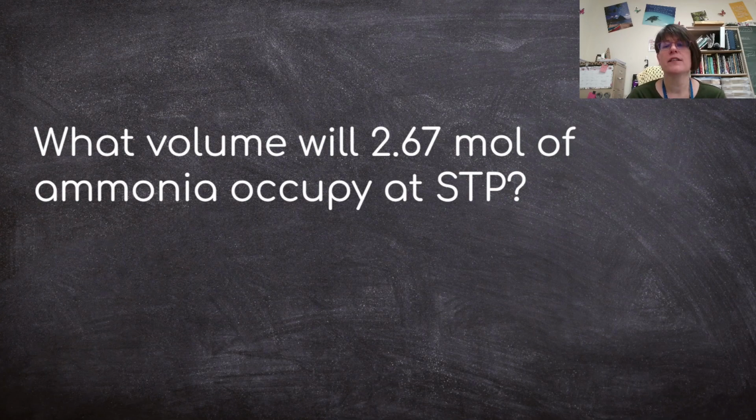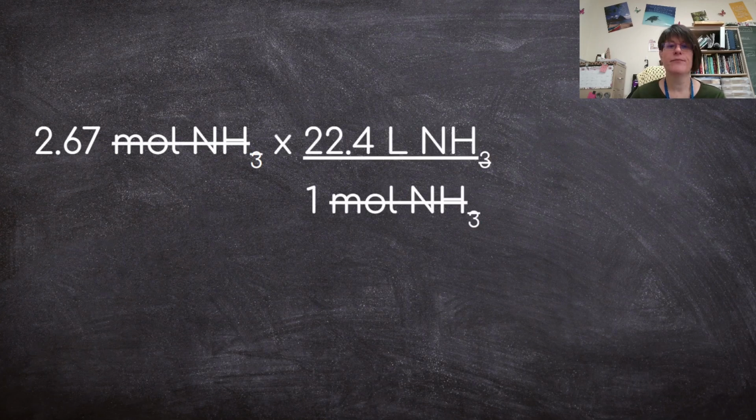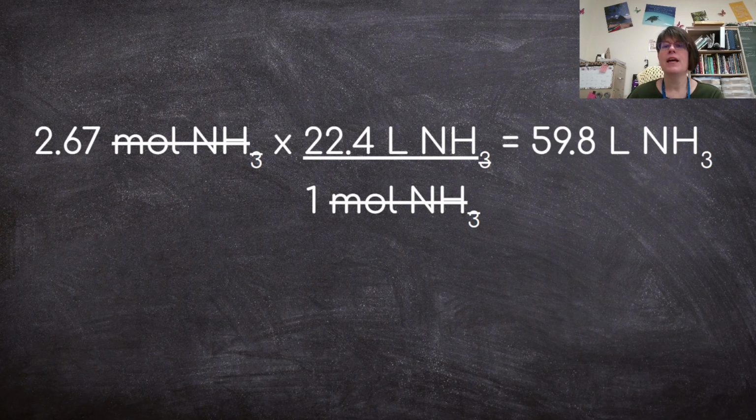So we can use this fact to figure out what volume 2.67 moles of ammonia will occupy at STP. Well, we start with what we're given, 2.67 moles of ammonia. And we now know that 1 mole of ammonia is 22.4 liters of ammonia at STP. This is an important thing. This is the value at STP. And we get 59.8 liters of ammonia. So that's how many liters 2.67 moles of ammonia will occupy at STP.